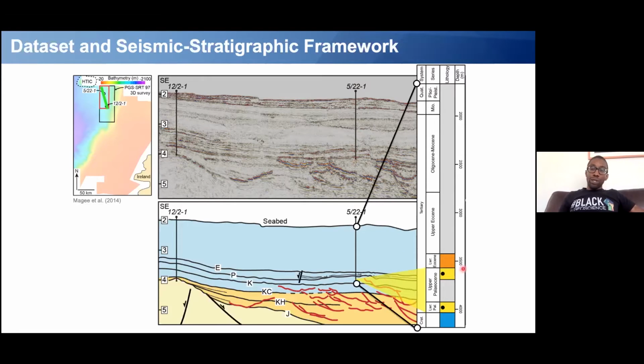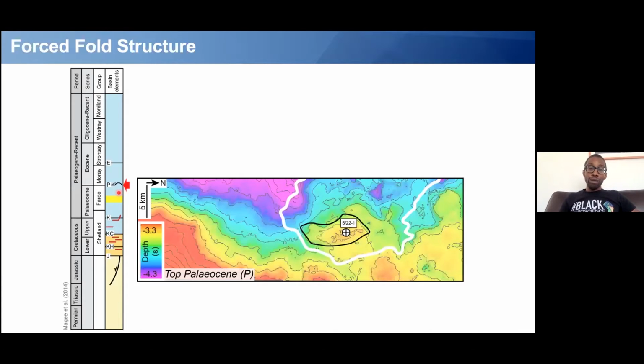And yeah, so this is what they were targeting, some Paleocene deep water sands, but that's not really too relevant for this particular talk. But this is the constraints on the stratigraphic ages we had. So let's now look at the force fold structure. So this is the force fold structure at the Paleocene level.